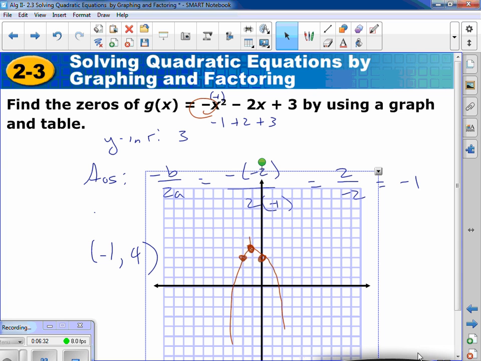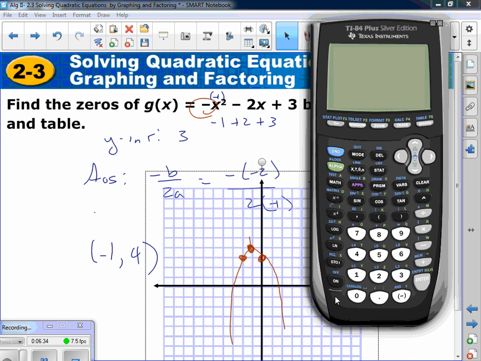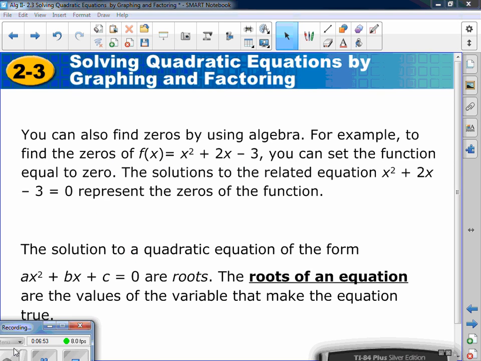You can always look at your calculator. Negative x squared minus 2x plus 3. Does my graph look like the graph on the calculator? Close enough. That's just one way to do it, doing it by graphing by hand.